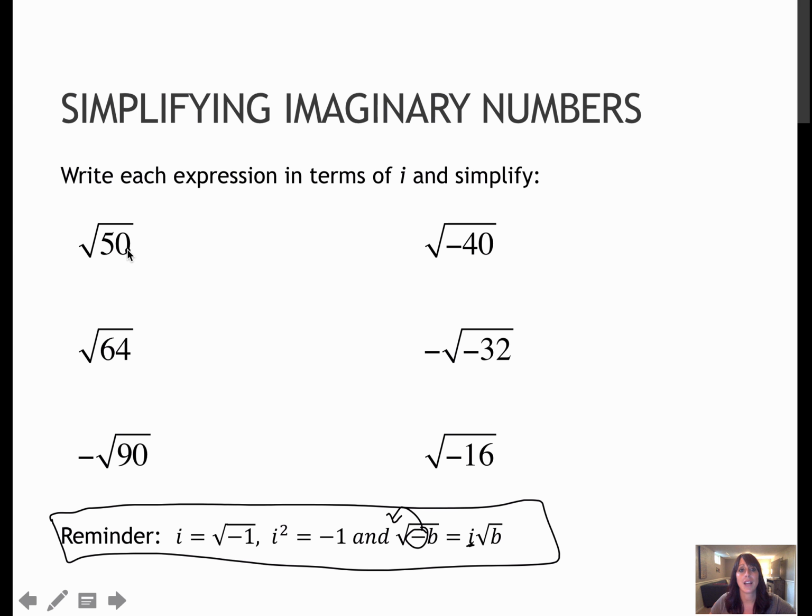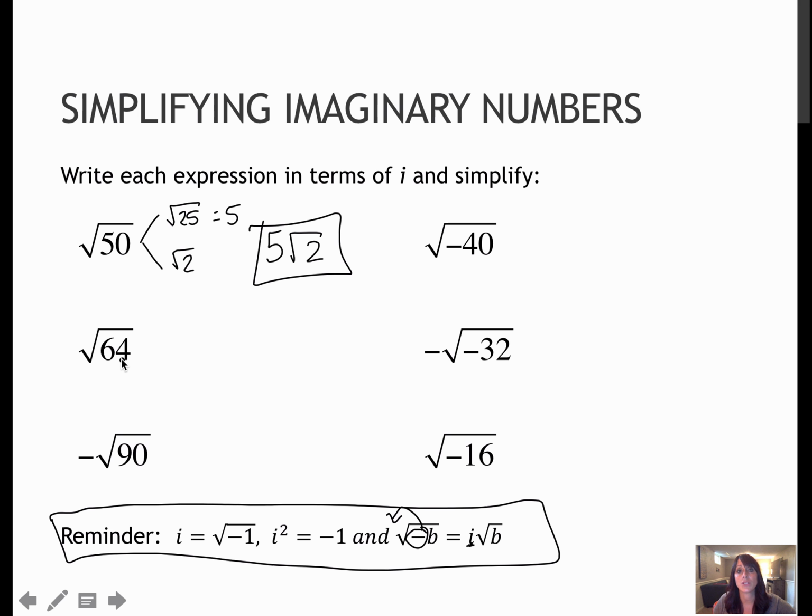When I'm simplifying these values, and this is a good reminder of just simplifying radicals in general, remember that I'm breaking it down into a perfect square factor. So if I'm taking the square root of 50, I'm going to rewrite that as the square root of 25 times the square root of 2. The square root of 25 is 5. The square root of 2 is ugly, so it stays on the inside. So my answer is 5 on the outside and radical 2 on the inside.